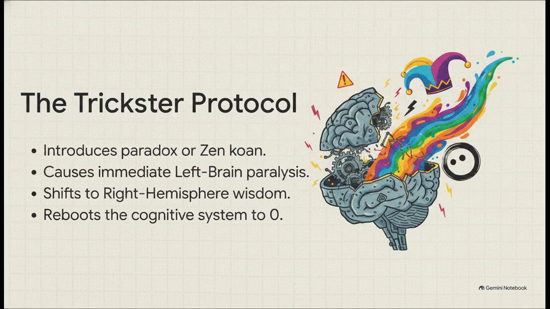Enter the trickster protocol. When a holy fool drops a joke, acts completely out of bounds, or hits you with a Zen koan, it triggers a literal system overload. It causes immediate left brain paralysis. That rigid render engine completely crashes, which forces a rapid shift back to your right hemisphere's contextual wisdom. It reboots your cognitive system back to 0, finally allowing you to see the world exactly as it is.